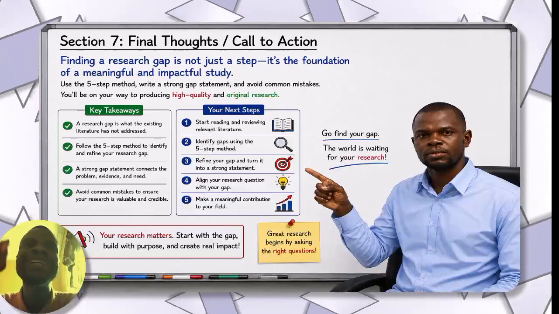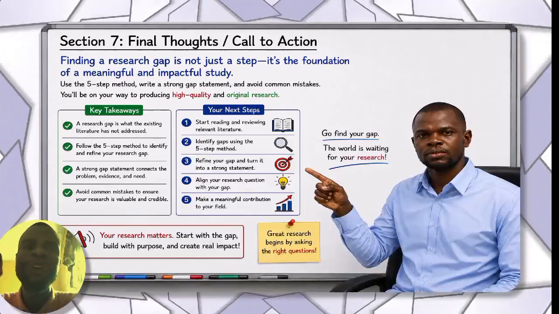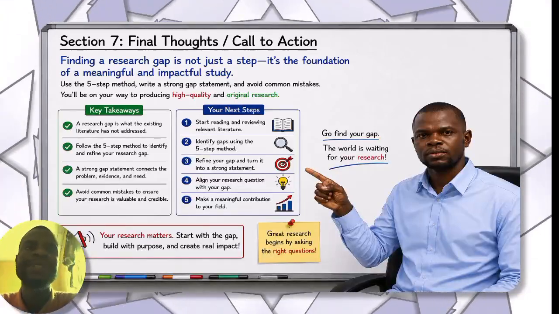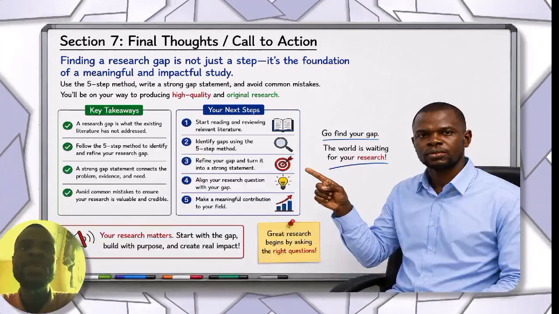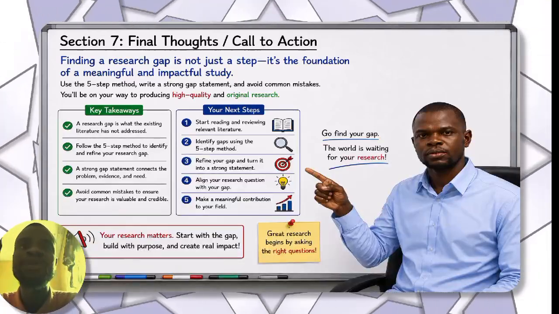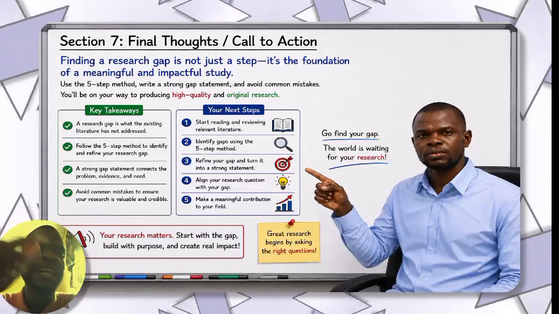A strong research gap is the foundation of strong academic research. And today, researchers can combine their analytical skills with AI tools to make the process faster, smarter, and more effective.